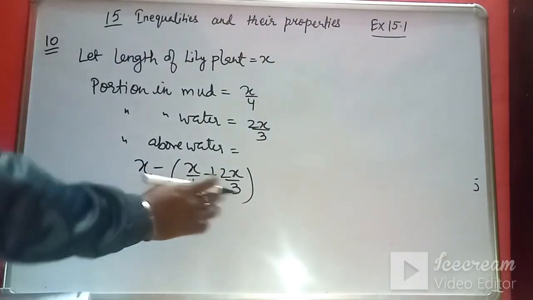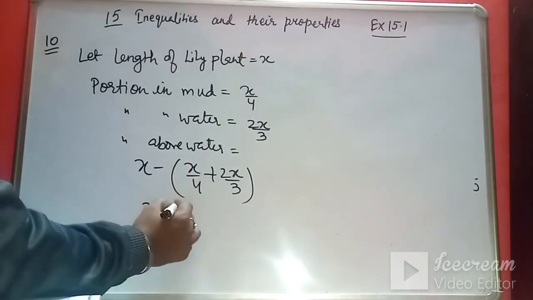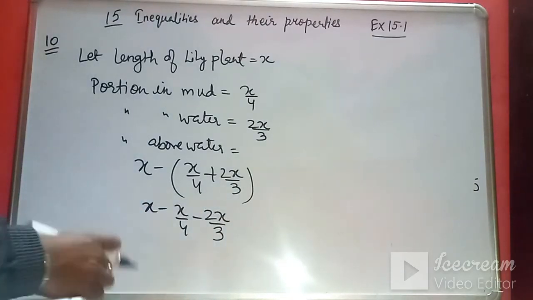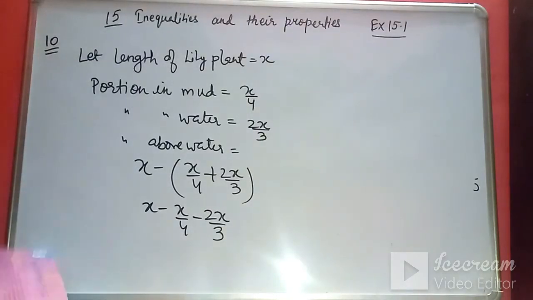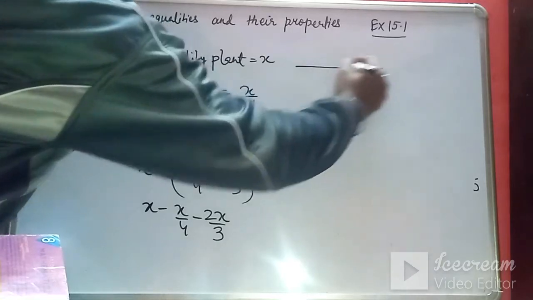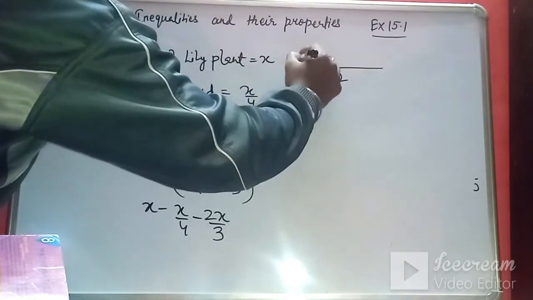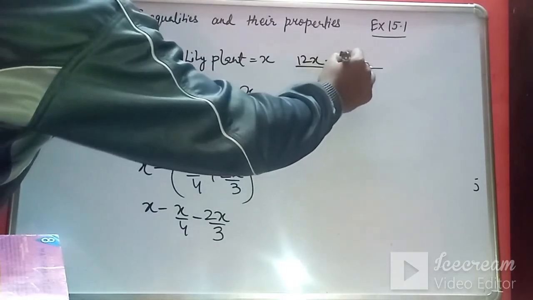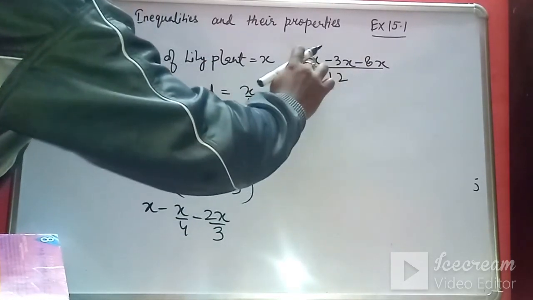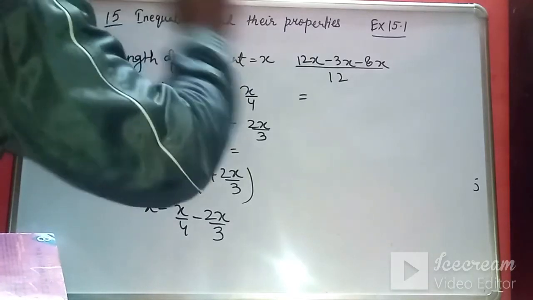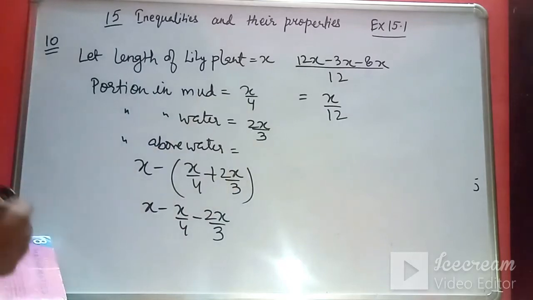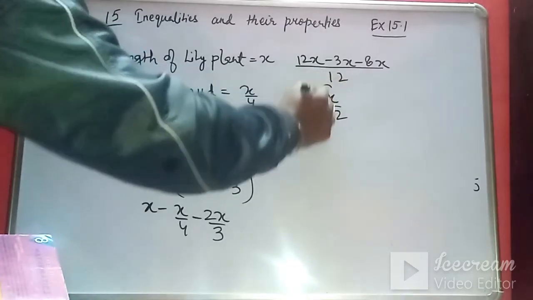Okay, so let's solve it a little bit. x minus x by 4 minus 2x by 3. So from here we will get the portion which is above the water. We will take the LCM. LCM will be 12. So it is 12x minus 3x minus 8x, that is x by 12. So this portion is above the water.